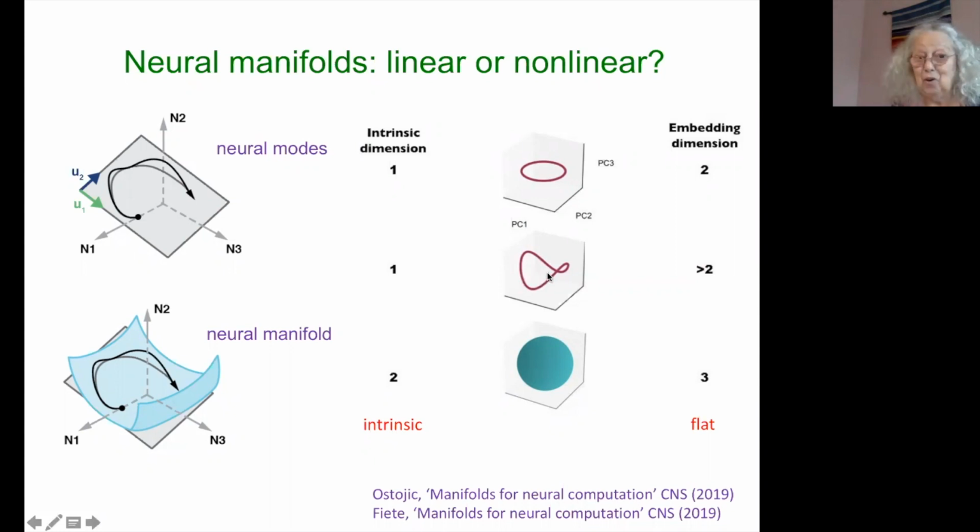So nonlinear manifolds are complicated objects, and this point was very nicely made. We had a workshop at the Computational Neuroscience conference 2 years ago, and both Søren Osterjic and Ila Fitte made very nice points about this distinction between the intrinsic dimension of the nonlinear manifold, which in this case, if you're living on the surface of the sphere, would be 2. But if you really want to look at your embedding dimension, which is the smallest flat dimension in which it can be embedded, then it's going to be 3.